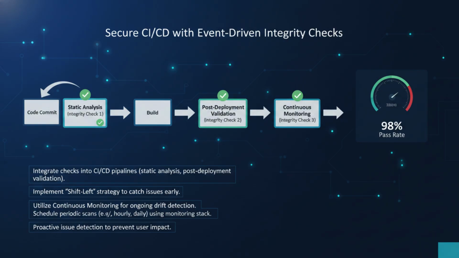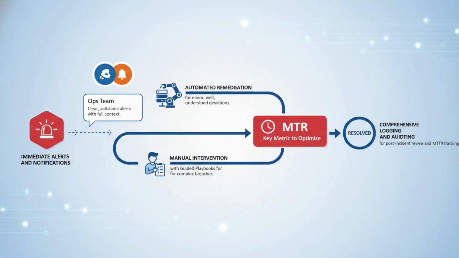Beyond the pipeline, continuous monitoring is essential. Background services should constantly scan your running environment for configuration drift, comparing the actual state against the desired state defined in your version control system. These checks should be scheduled periodically, perhaps hourly or daily, and leverage your existing monitoring stack to collect metrics and trigger alerts. Remember, the goal is not just to find problems, but to do so efficiently and proactively, preventing issues from impacting users. Detecting an integrity breach is only half the battle.